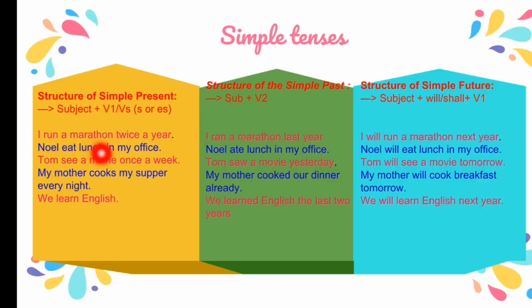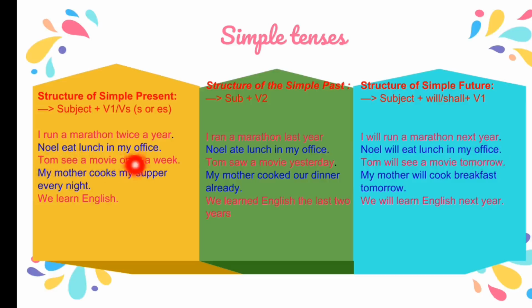I run a marathon twice a year. Simple present, that shows your habitual action. I run a marathon twice a year. Then I ran a marathon last year. It's a completed action. I ran a marathon last year. I will run a marathon next year. It's a future action. I will run a marathon next year.